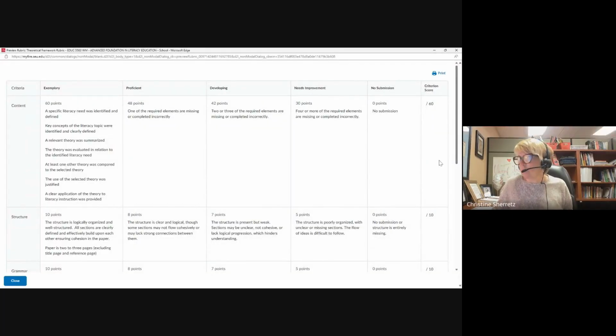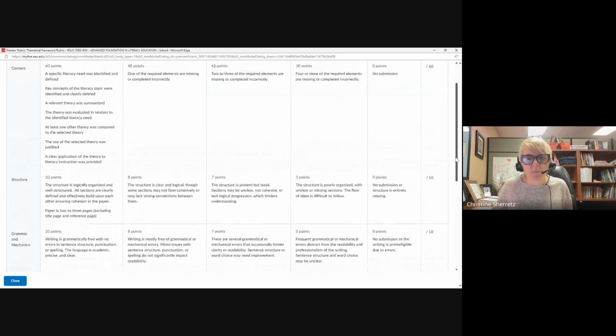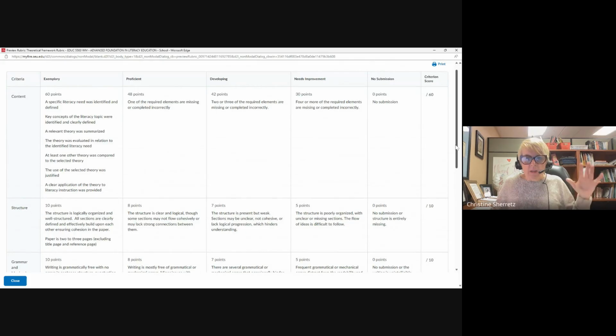So here is the rubric for your theoretical framework paper. It's worth 100 points. 60 of those points are the content. So you need to define and identify the literacy need. So let's say the literacy need is phonics. What are the key concepts of the literacy topic? You need to identify that. So if you were doing phonics, you might say, I'm going to do segmenting and blending of phonemes.